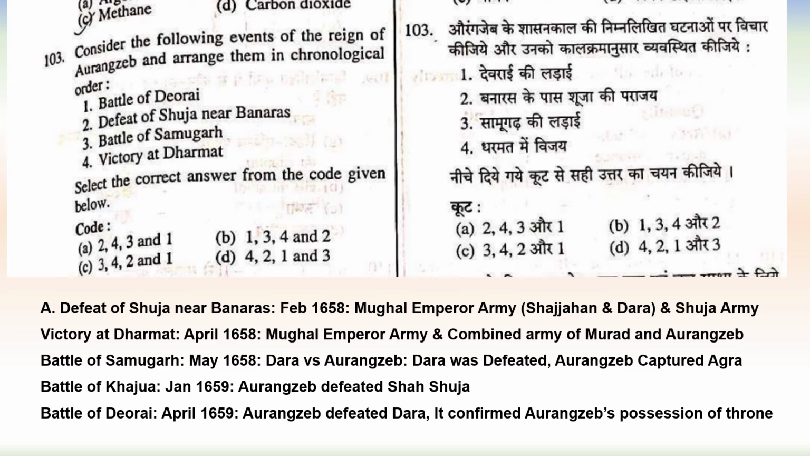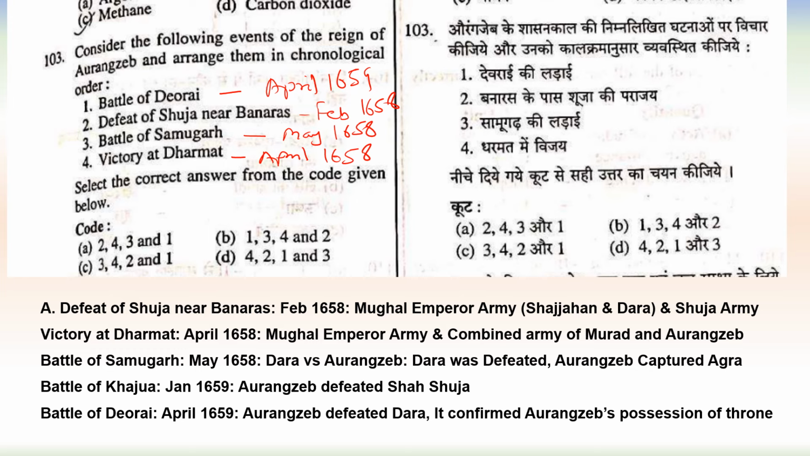Next one. Consider the following events of the reign of Aurangzeb and arrange them in chronological order. Battle of Devrai that happened in April 1659. Defeat of Suja near Banaras that happened in Feb 1658. Battle of Samugarh that happened in May 1658. Victory at Dharmat in April 1658.